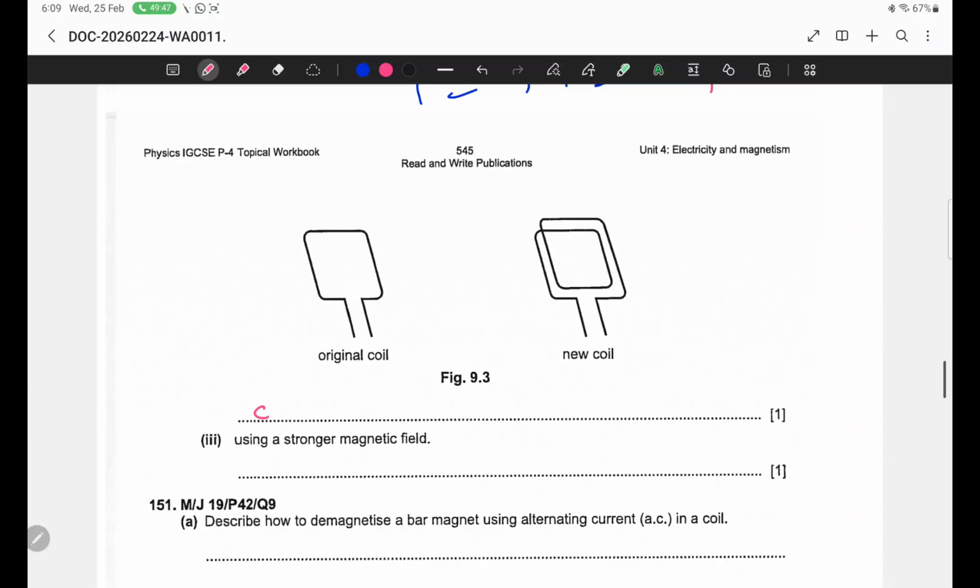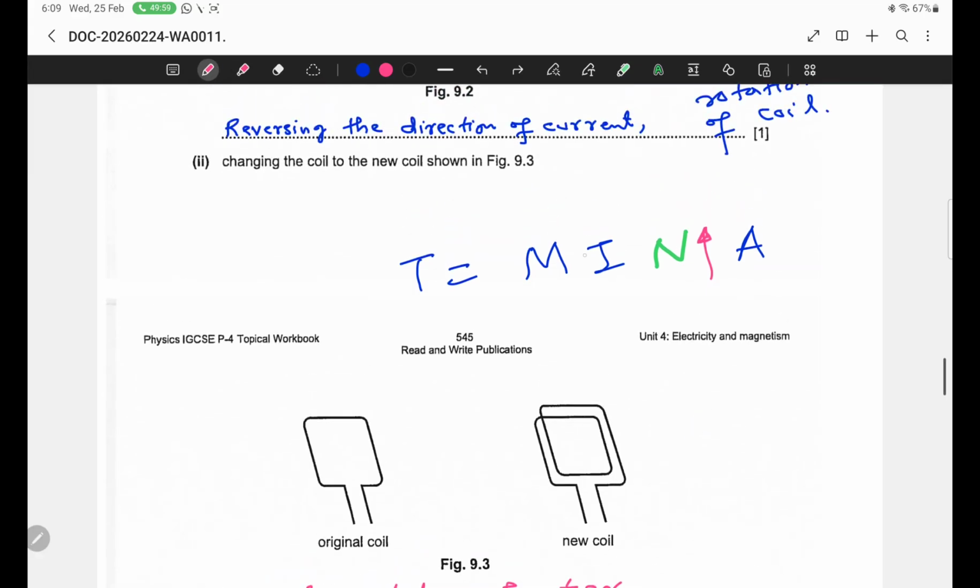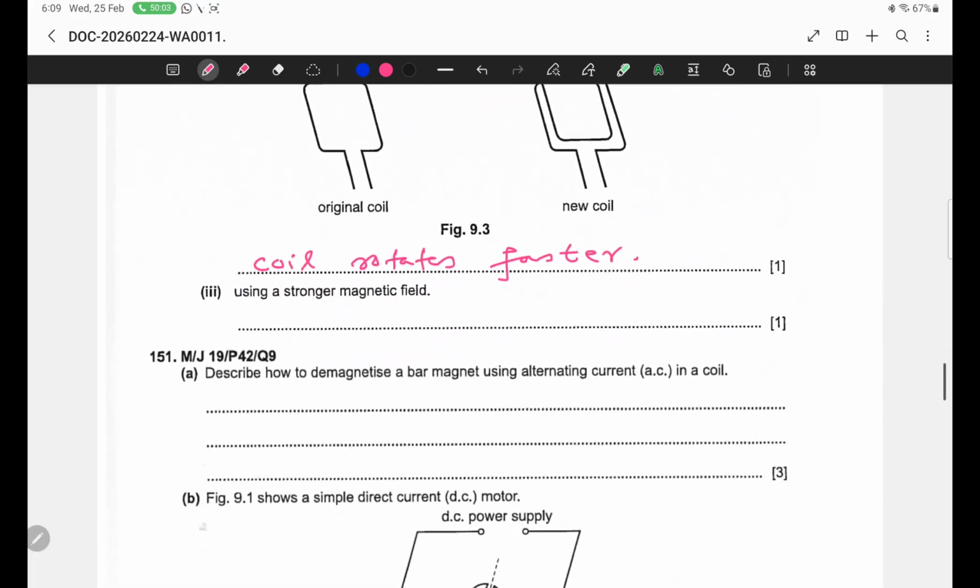The motor or coil rotates faster. And using a stronger magnetic field, yes. If you are increasing the strength of the magnetic field, the coil will rotate faster.